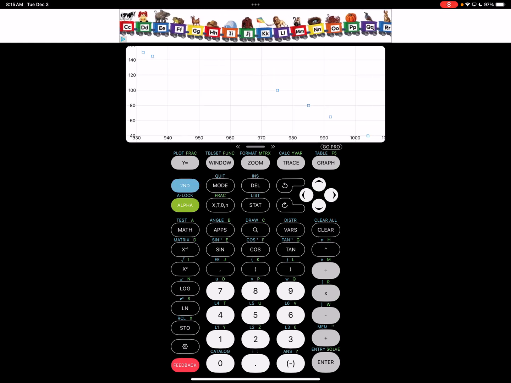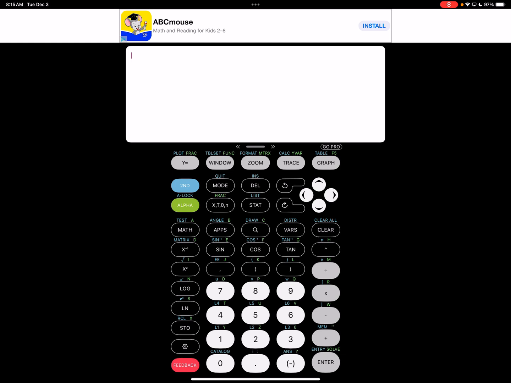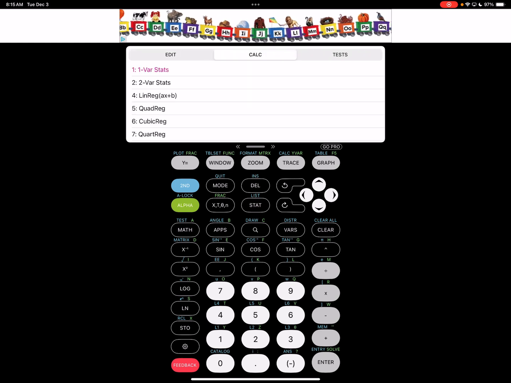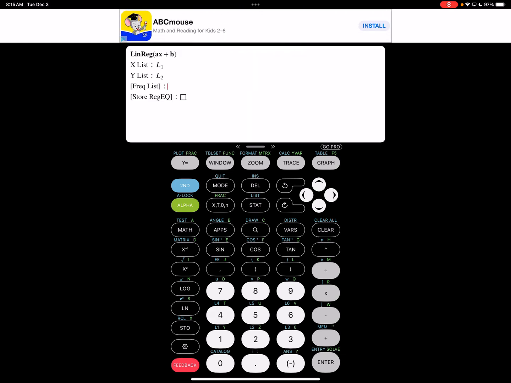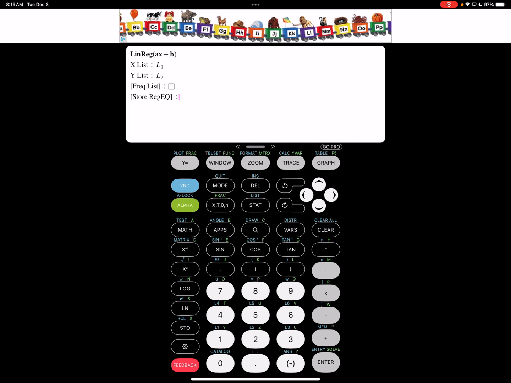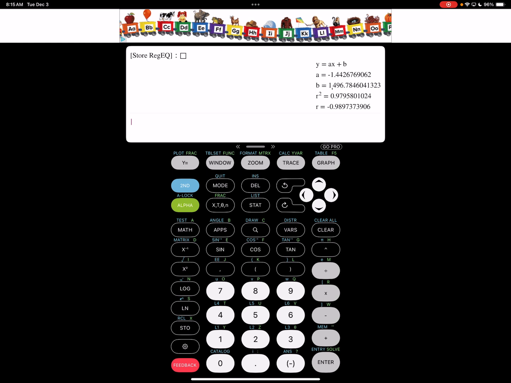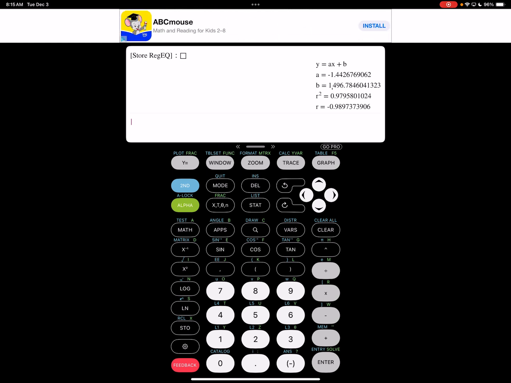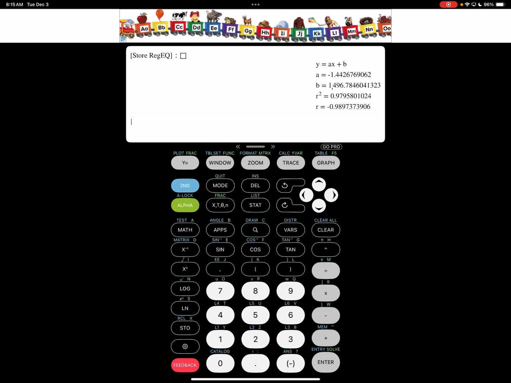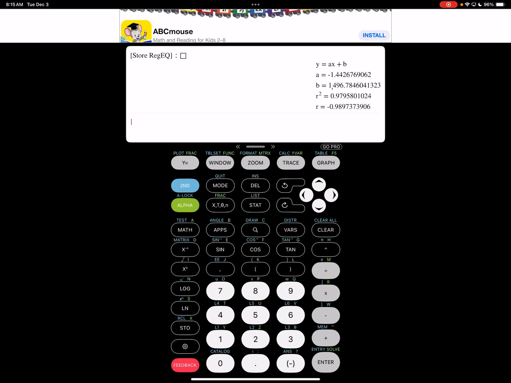Okay. So I'm going to click Stat, arrow over to Calc, option 4, and look what it's asking. Are the X's in L1? Yes. Are the Y's in L2? Yes. So then we hit Enter. And you'll see it gives you a, b, r squared, and r. Okay? Everybody see that?